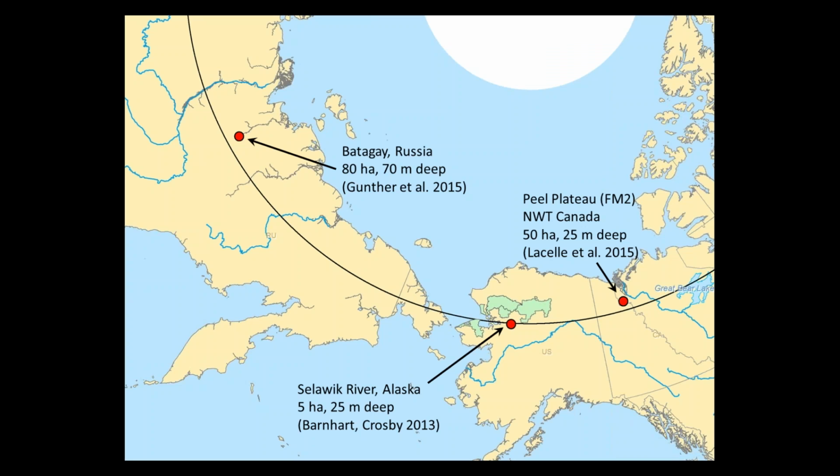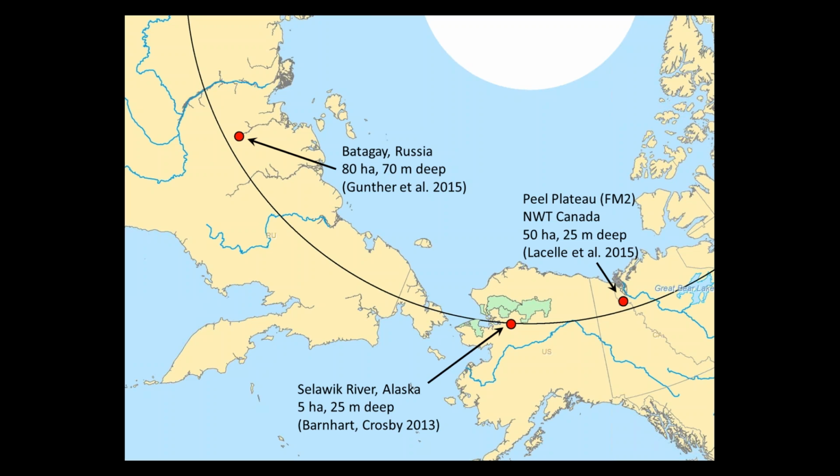Some of you have probably heard about the Selawik River thaw slump, and that's probably the biggest one I know about in Alaska. Area-wise it's 5 hectares, so about as big as some of our biggest ones, but it's a little deeper, 25 meters deep. It's right on the Selawik River, and like the Noatak slump, it is shedding a lot of sediment into the river, and is of interest because of the effect on fisheries.